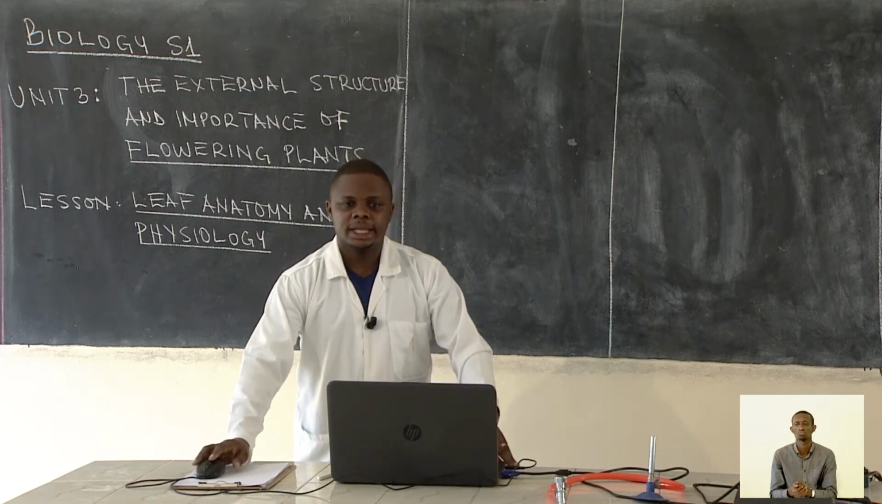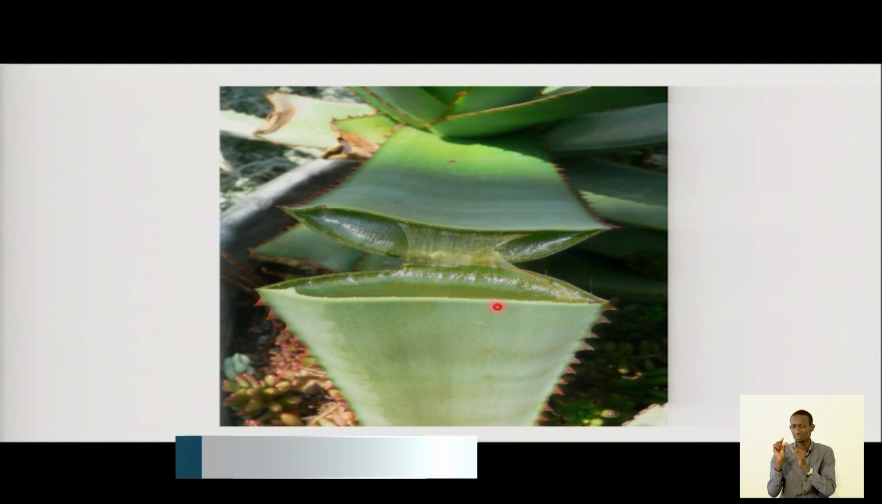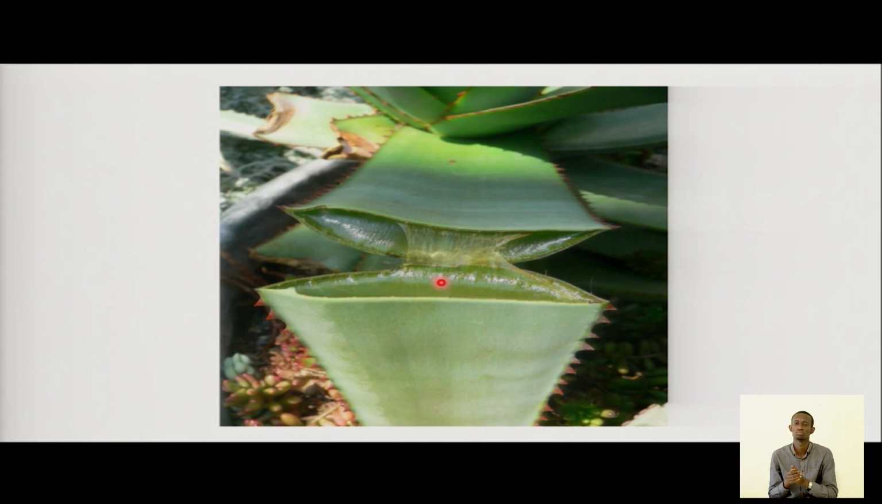Like you see, this plant, when you see this part, is very thick, and that means inside this plant is fleshy, and they are able to store a lot of water for a long time. They are able to store a lot of food for a long time.